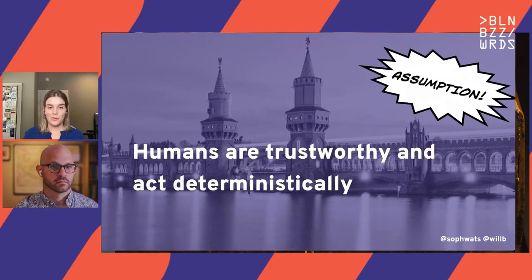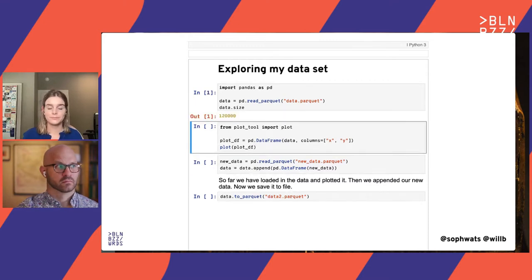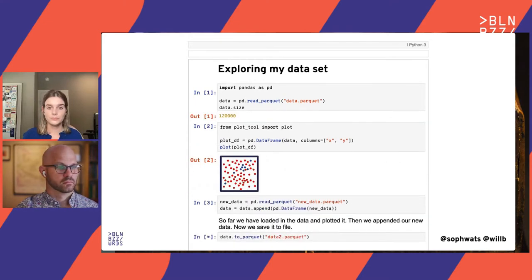First up, I think we all like to assume that humans are trustworthy and act deterministically. But that's not always the case. So when data scientists do work, often I like to work in a Jupyter notebook, and it's commonly believed that these notebooks are a great way to share work and make work reproducible, meaning that I can get a notebook from a colleague and run it like this to reproduce their results. Now, in fact, that's not really the case.